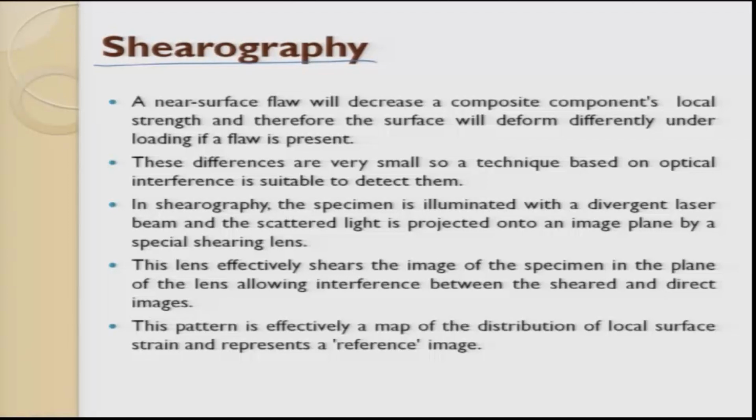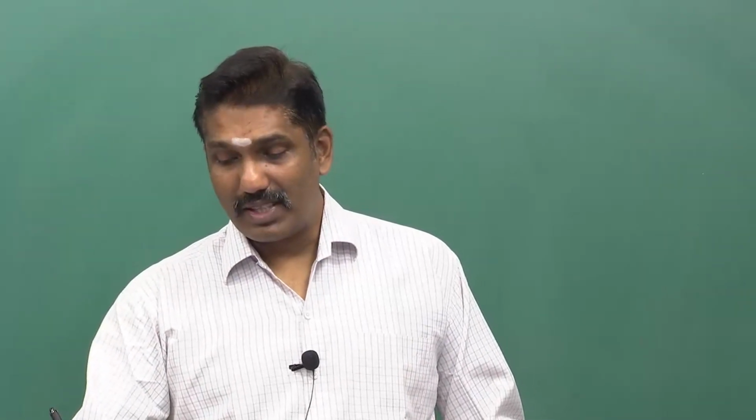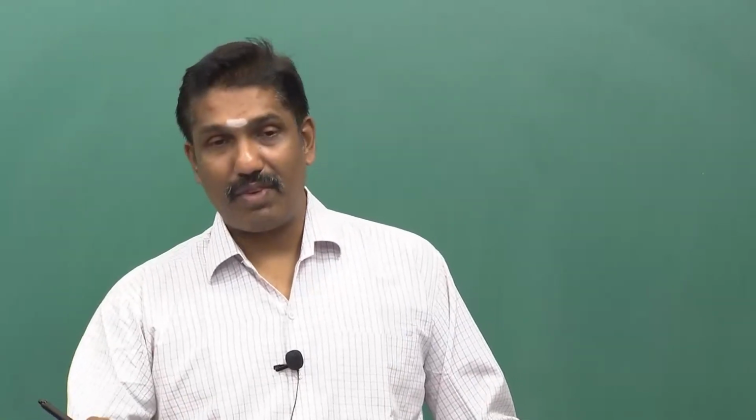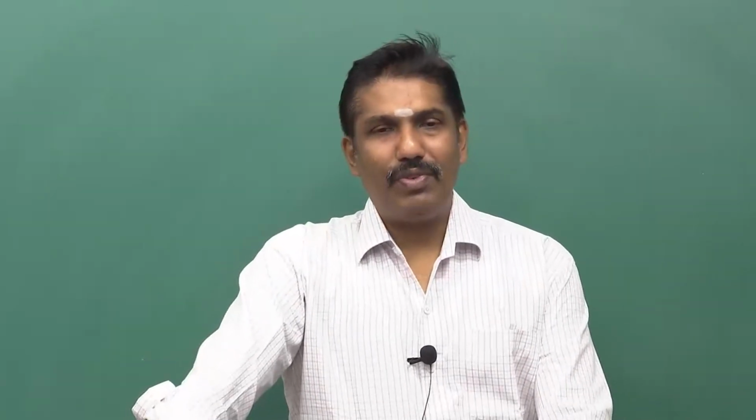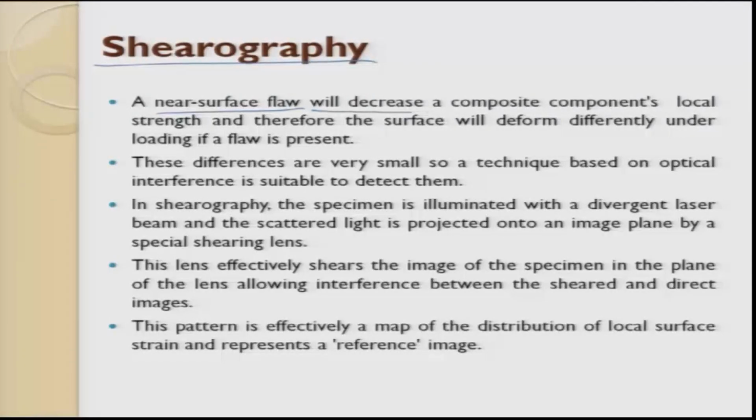The next technique is called shearography. Shearography is a technique for near-surface flaws. With ultrasonic and radiography, we were talking about defects slightly away from the top surface; those techniques can be used there. If there is a defect on the surface or very close to the surface, then we always go for shearography, since such a defect decreases the composite component's local strength, and therefore the results can deform directly under load. So, surface defects also play a very important role.